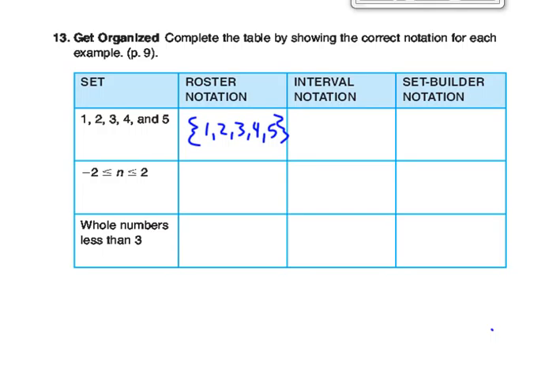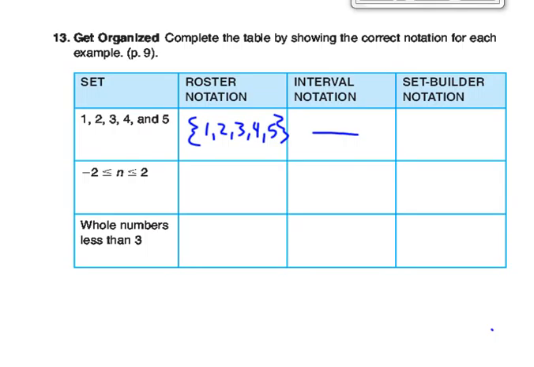Interval notation. When I use interval notation, I'm talking about all of the numbers in between two other numbers. That's all the decimal points and all the fractions and things like that. Well, in this set, I'm not talking about that. I'm talking about 1, 2, 3, 4, 5. And so interval notation doesn't make sense. I wouldn't use interval notation here.